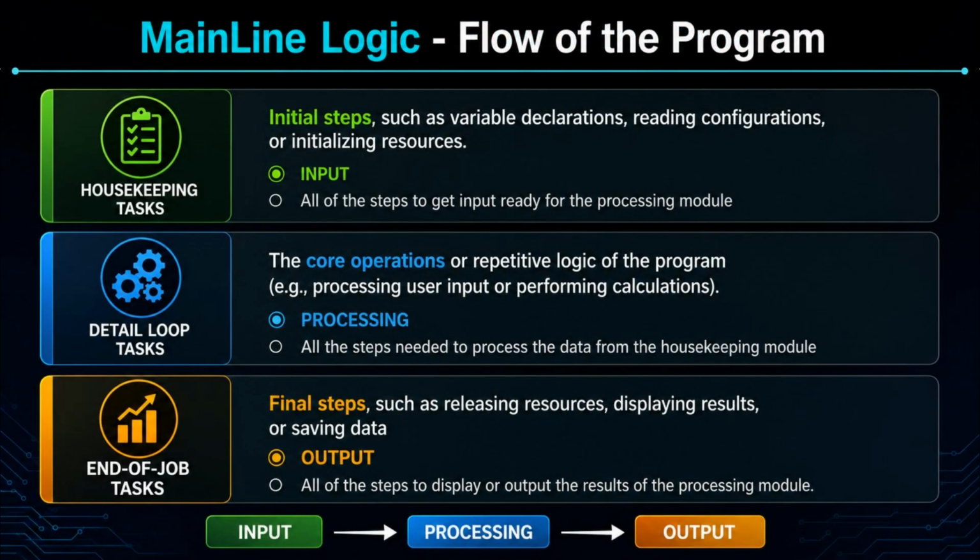A program's mainline logic breaks into 3 stages. Housekeeping tasks come first. Initial steps like declaring variables, reading configuration, or initializing resources, essentially getting everything ready for input. Detail loop tasks are the core, often repetitive logic, processing input and performing calculations. And end-of-job tasks wrap things up, releasing resources, displaying results, or saving data, producing the program's final output.